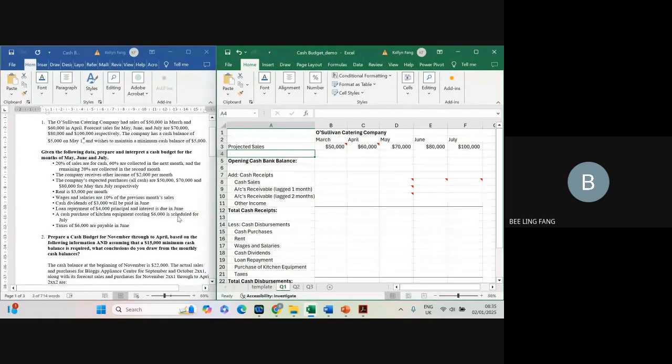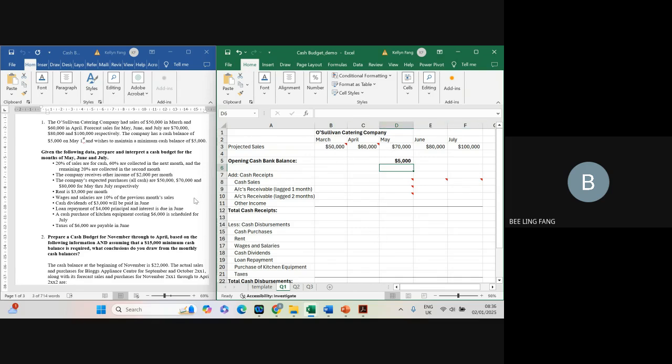Right. So next, the company has a cash balance of 5,000 on May 1st and wishes to maintain a minimum cash of 5,000. Okay, minimum must have 5,000. If less than 5,000, then we have to suggest to borrow money, right? So starting with the 5,000 in May, so opening cash 5,000. Okay. So given the following data, prepare the cash budget. Actually you can skip these two columns. If you want to include them also doesn't matter. So what is important starts from here.